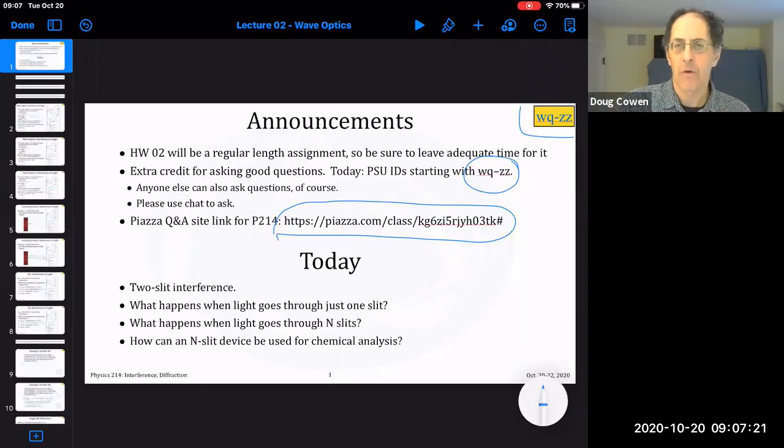Okay, so today we're going to talk about two-slit interference, then discuss what happens when light goes through just one slit as opposed to two. Then what happens when light goes through a large number of slits at the same time, a large number of identical slits. And finally, how such a device could be used for chemical analysis. That device is called a diffraction grating.